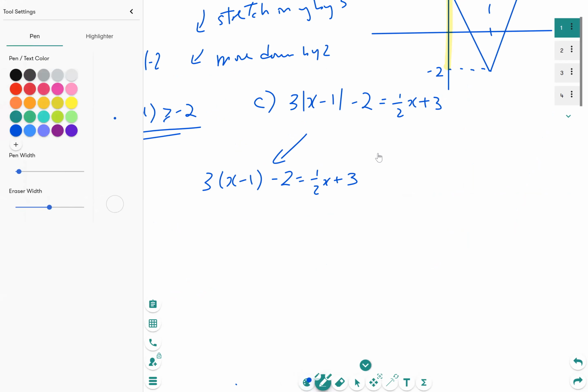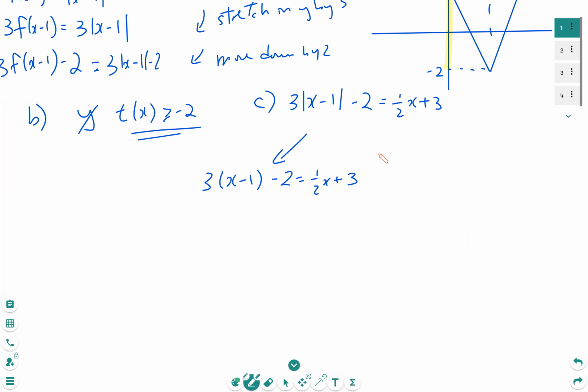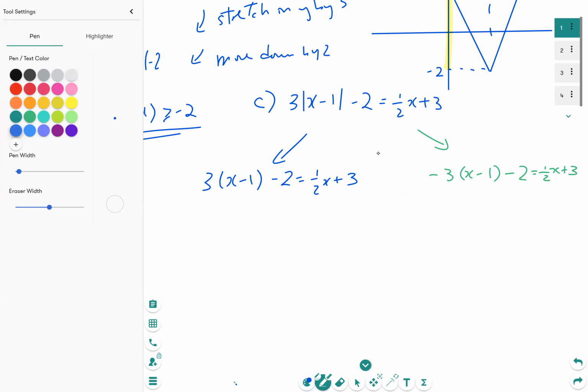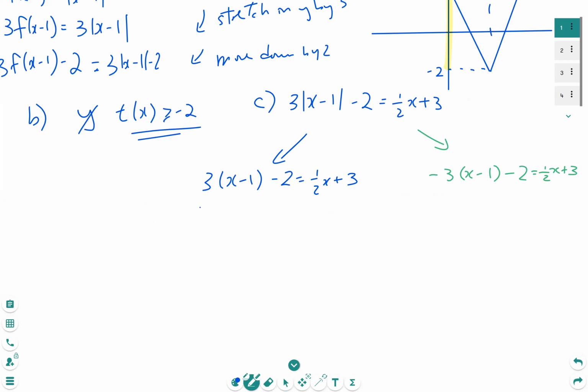And the other one is when we have to change the modulus into a negative bracket. So negative 3 bracket x minus 1 minus 2 equals half x plus 3. So let's solve the left one. Expand the bracket normally. 3x minus 3 minus 2 equals half x plus 3. Half x bring to left becomes a minus.